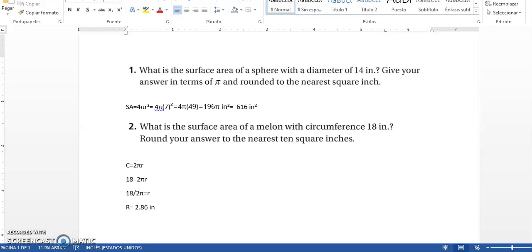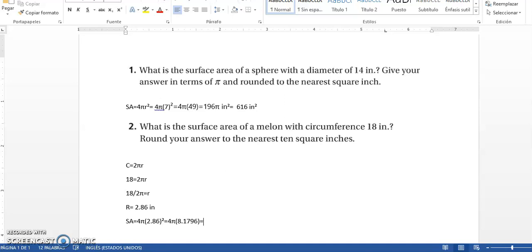The next step is to find the surface area. The formula for the surface area of a sphere is 4 times pi times the radius squared. We know the radius is 2.86, and it's to the second power. 2.86 squared is 8.1796. So it will be 4 times 8.1796, trying to keep a lot of decimals.